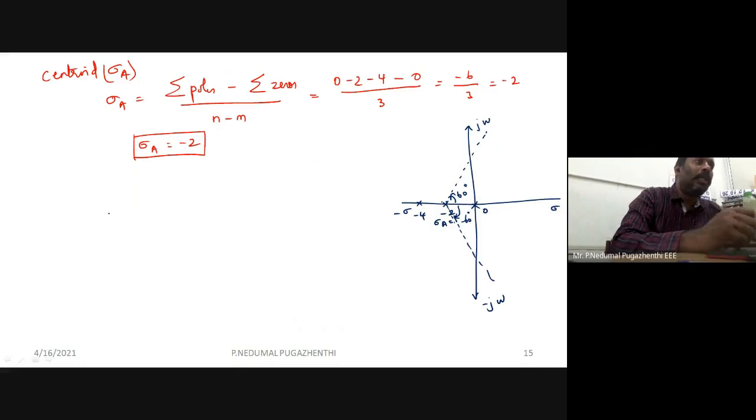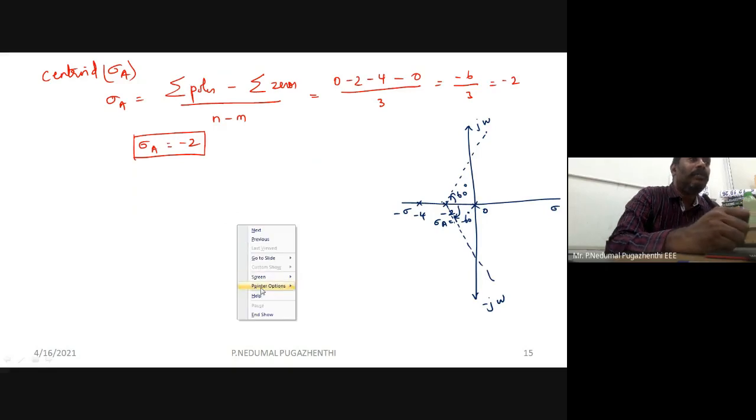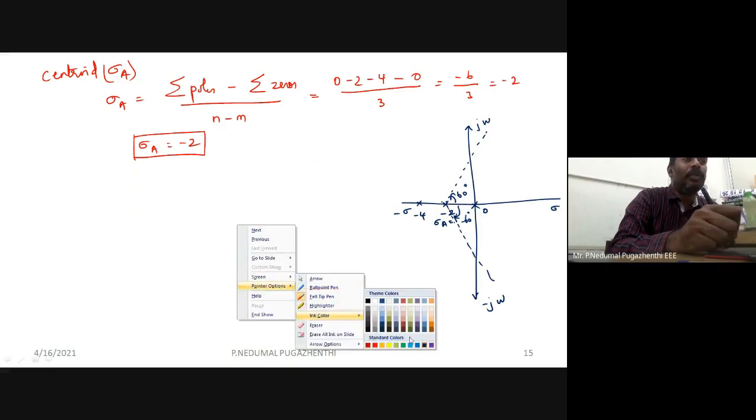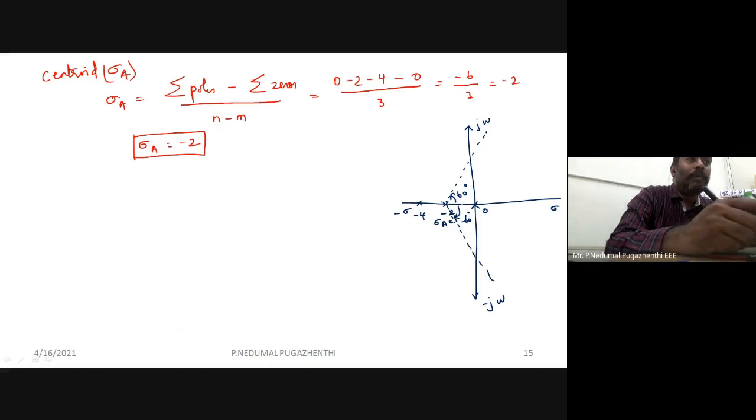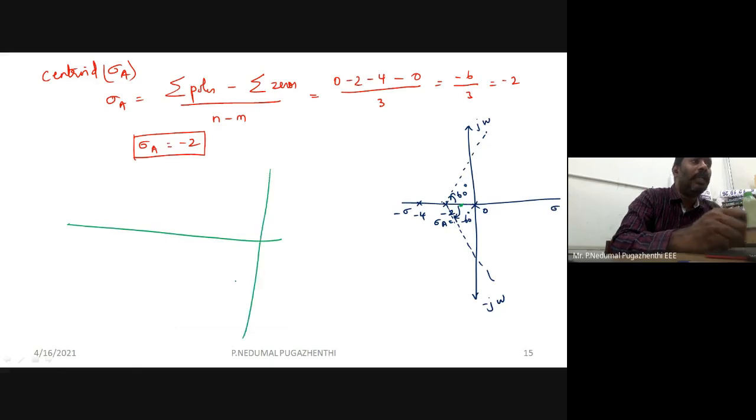What is my next point? I should find where my root locus branches exist on the real axis. For that, we have already discussed. I am taking a test point here between 0 and minus 2, let us say a test point of minus 1. If I see the right-hand side of the minus 1 point, I can see that only one pole is existing. I can even draw it in a bigger, enlarged way.